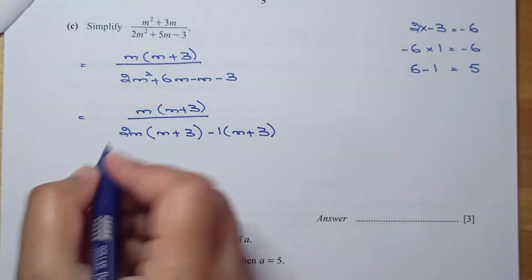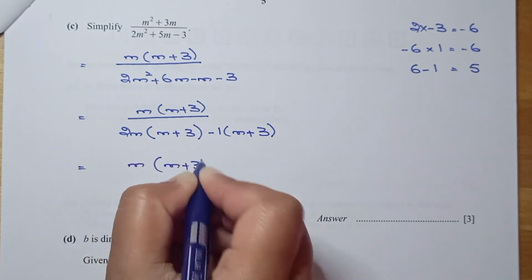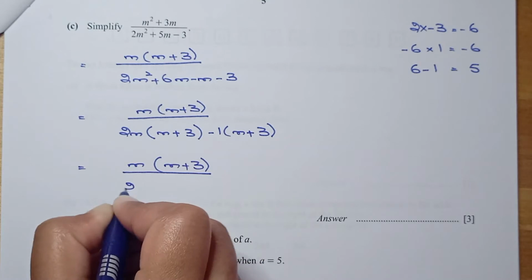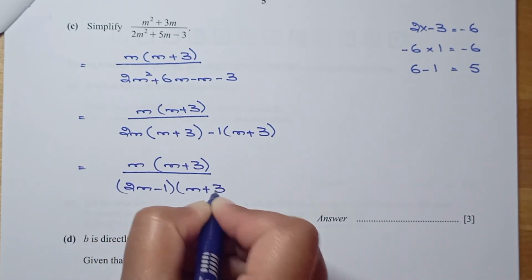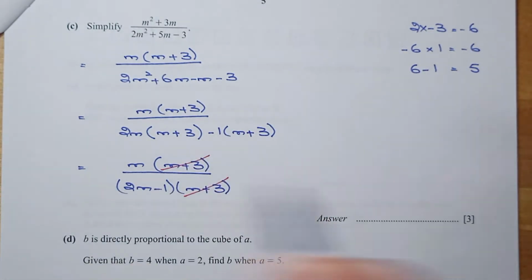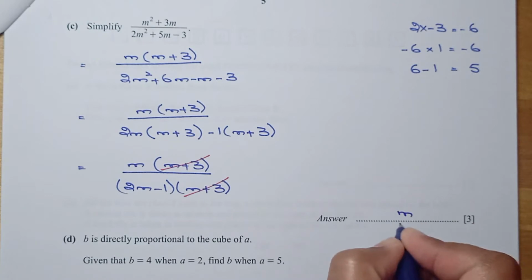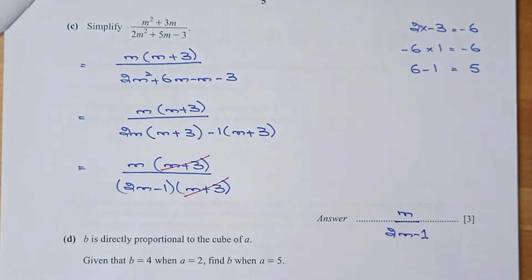Right. So let me combine the factors: m into m plus 3 over 2m minus 1 into m plus 3. Now we can cancel the like factors, m plus 3 and m plus 3, and we are left with m over 2m minus 1. So that is the simplified answer.